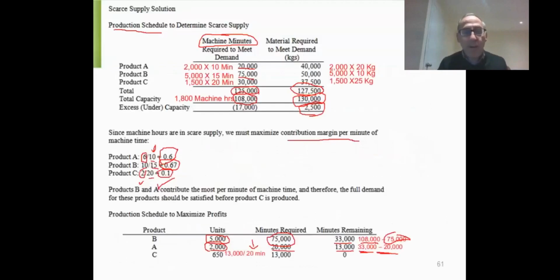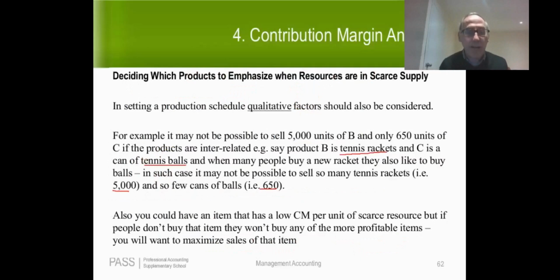In other words, it may not be possible to meet this quantitative ideal based on qualitative constraints. Also keep in mind, and I believe this came up in one CFE, you can have an item that has a low contribution margin per unit of scarce resource, but if people don't buy that item, they won't buy the more profitable items. So you may want to maximize sales of that item so you can sell your more profitable items. In other words, I might sell printers and ink.